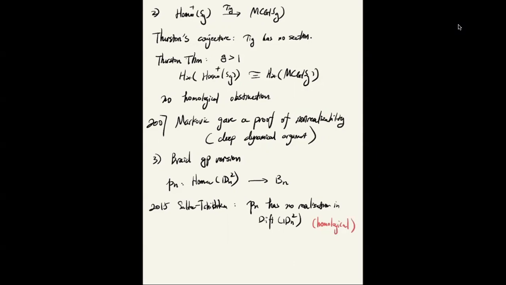There's some homology class as the obstruction. And then in 2018, I proved that P_n has no realization in homeo. I'm confused. I thought Sam proved there is a section homologically. I think so too.